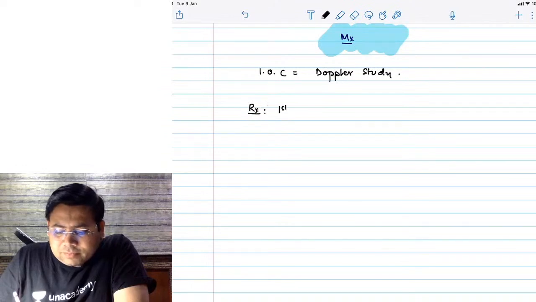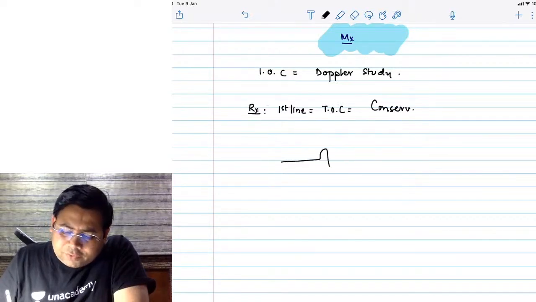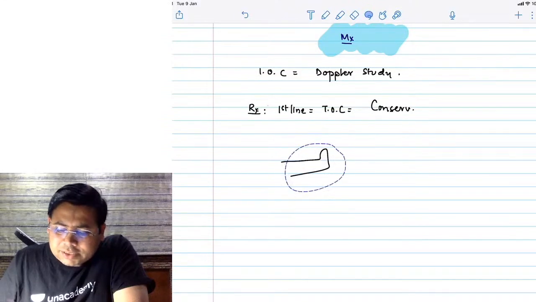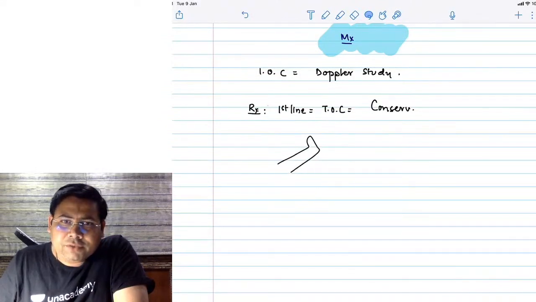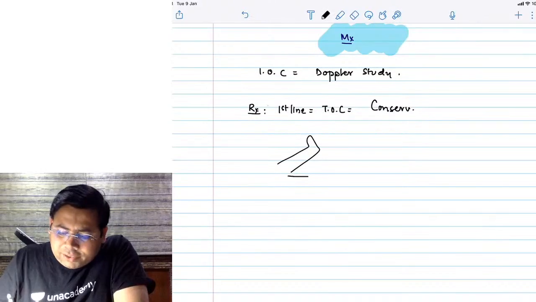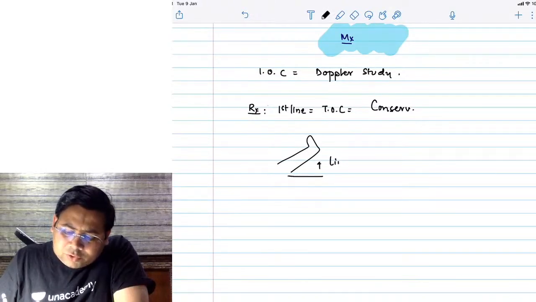The first line, and this is also considered the treatment of choice, is conservative. The first thing that you will be advising the patient is the concept of limb elevation. So why limb elevation? Because this is going to reduce the peripheral pooling of the blood.